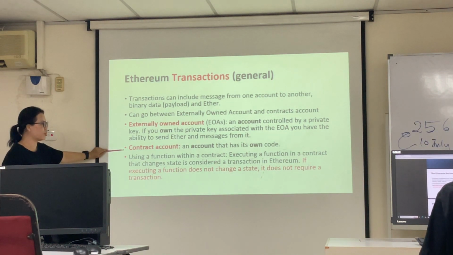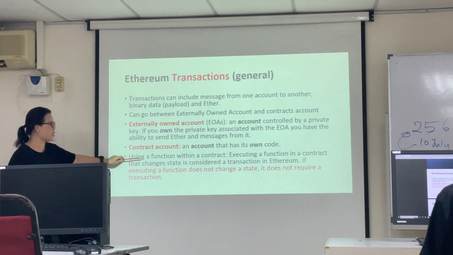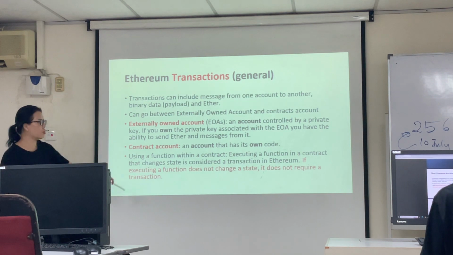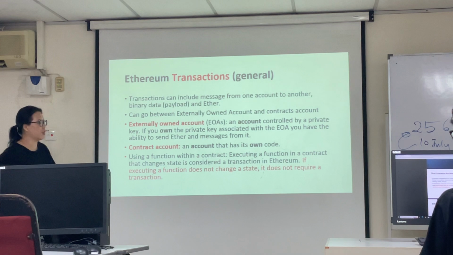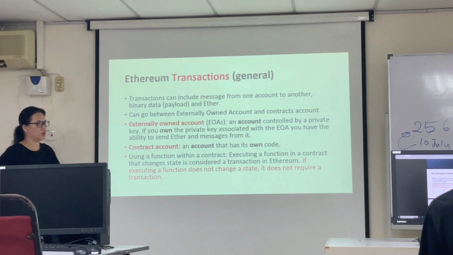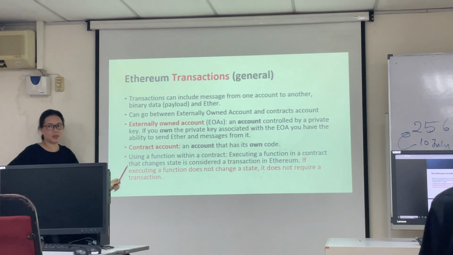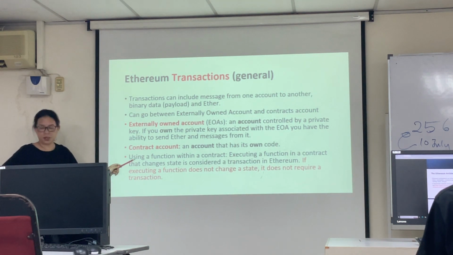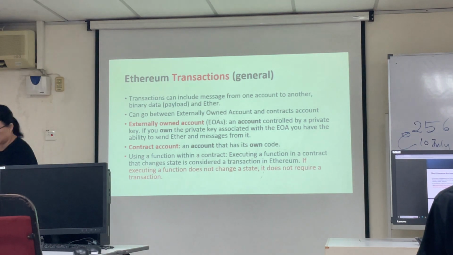Then we have a contract account. It means that a contract account is an account that has its own code. Usually, when you are using a function in the contract or executing the function in the contract, you are changing the state of the transaction in Ethereum. And if executing the transaction does not change the state, it does not require a transaction.